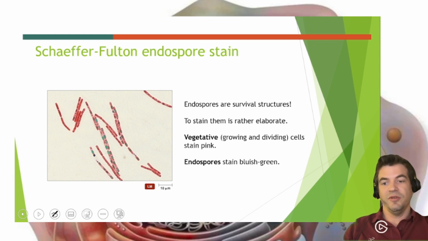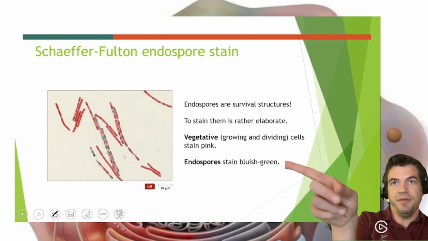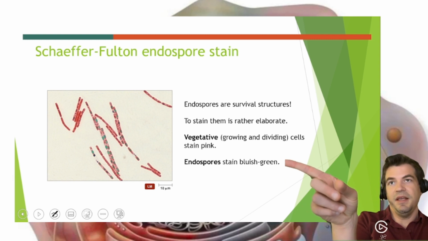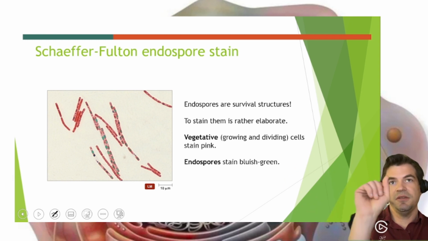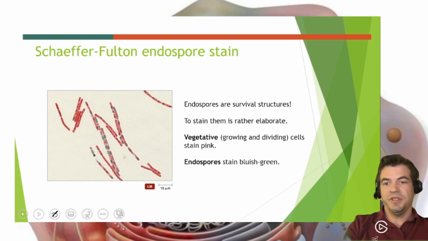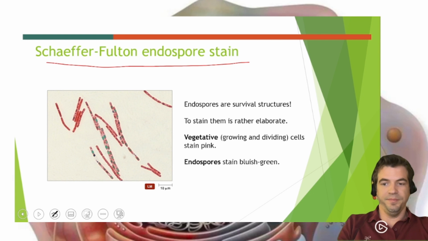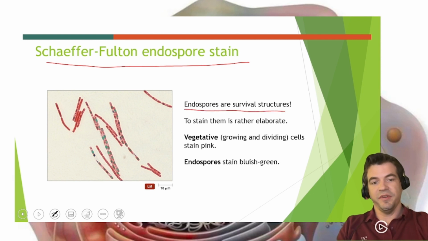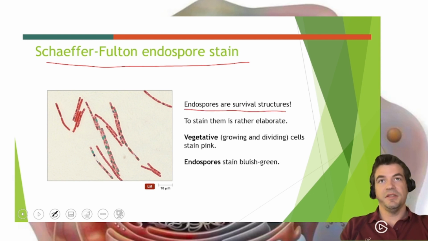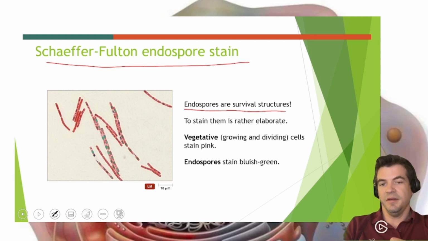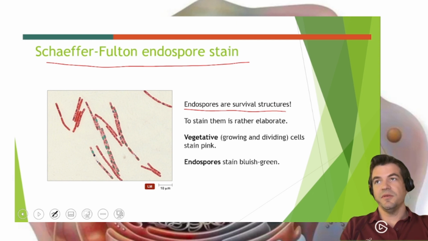Now we're going to go to a different color scheme. This color scheme is like Christmas, red and green. You can see in that picture the bluish green circles and then the long bacillus chains. This is called an endospore stain, and by now you've hopefully heard of endospores. Endospores are those survival structures. To stain them is rather elaborate and very chemical heavy, so we want to be careful with that.